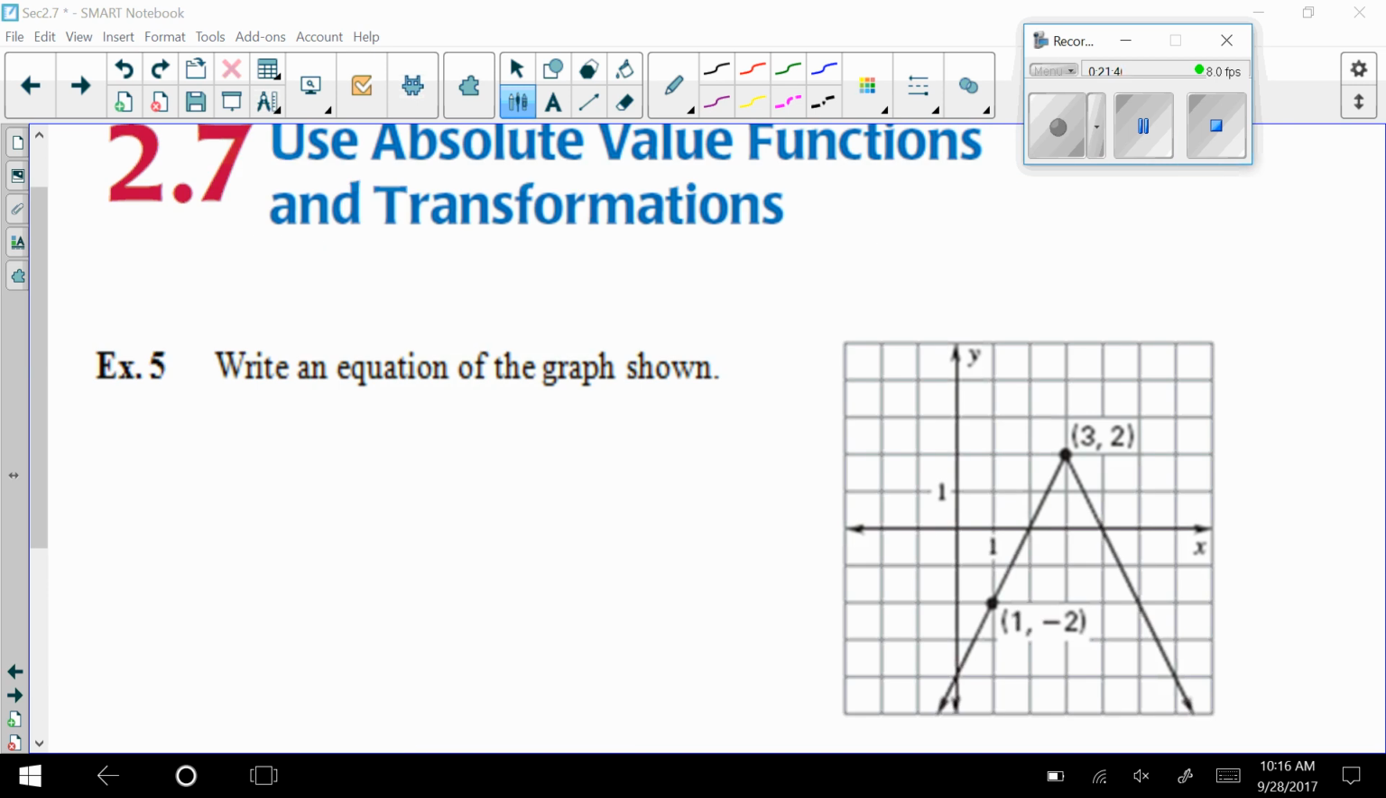So the first thing we're going to do is identify the vertex, which we see the vertex at 3, 2. And the second thing we want to do is identify any vertical stretch or vertical shrink. And in this case, we see a vertical stretch, and we also see a reflection. So we know our a is going to be negative, and we know the absolute value of a is going to be greater than 1.